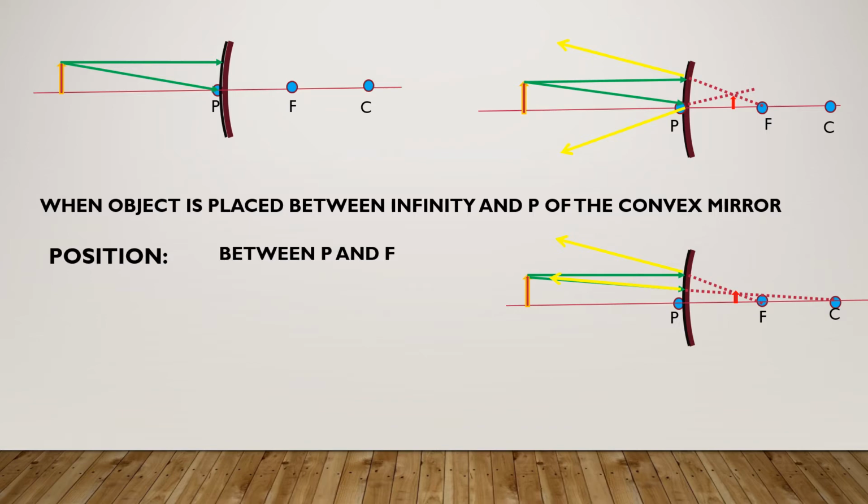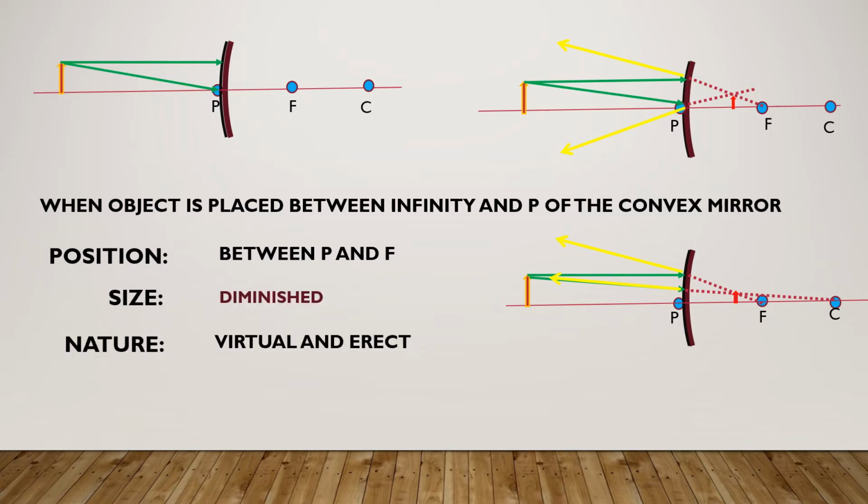So let us start finding out the characteristics. The position is between P and F. Size is diminished in both the cases, and nature is virtual and erect. Yes. Now if you try to keep a screen at the back of the mirror, you will never get this image. So it is virtual. And one more way by which you can say that it is virtual is because these rays are not actually meeting. We are imagining that they are meeting on the extension of the reflected rays. That is why it is a virtual image.